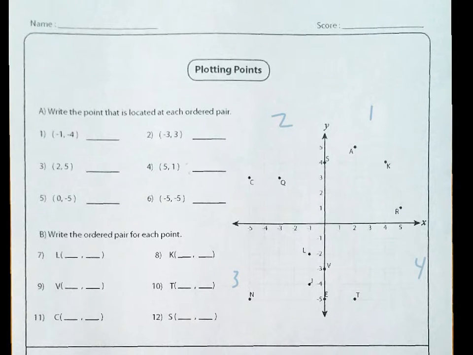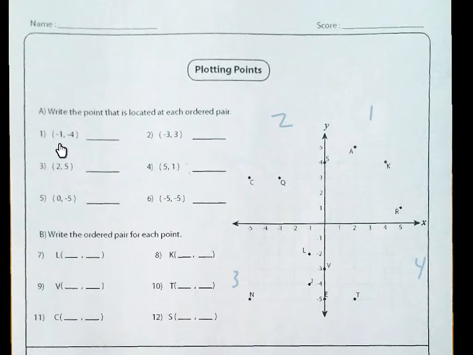1, 2, 3, 4. So there are four quadrants, and this is what it looks like. Okay, so the next thing we have to do is A, write the point that is located at each ordered pair. Well, again, the ordered pair is just these, but only this time you might get some negative numbers.